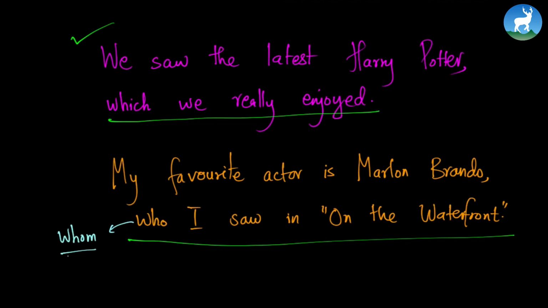They do not define the subject, but they pre-modify the subject by providing some extra information about the subject. In this case, they provide extra information about the object. We do not repeat the object. We do not say something like, we saw the Harry Potter film, which we really enjoyed it. We don't say that it. My favorite actor is Marlon Brando, who I saw him. We don't say saw him, right? We do not repeat the object. Pretty easy. So these are also what we call non-defining relative clauses because they do not define.